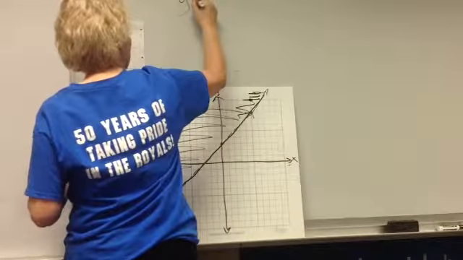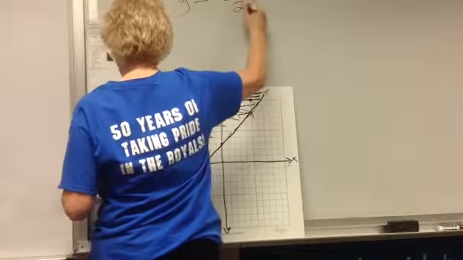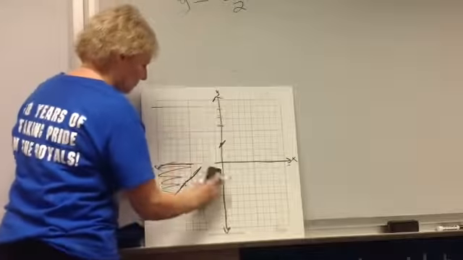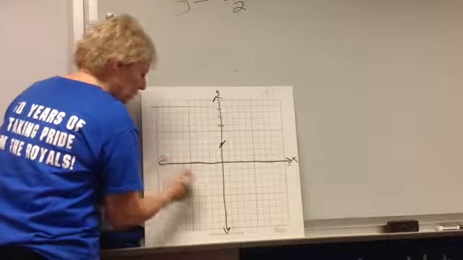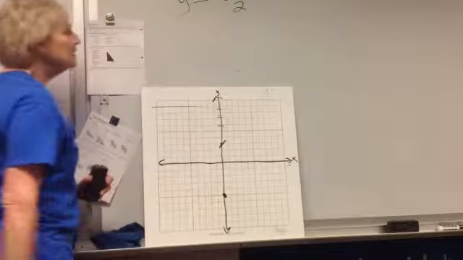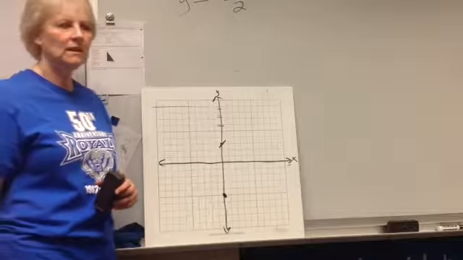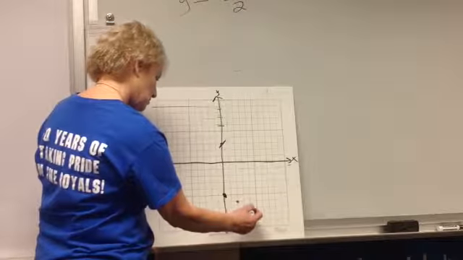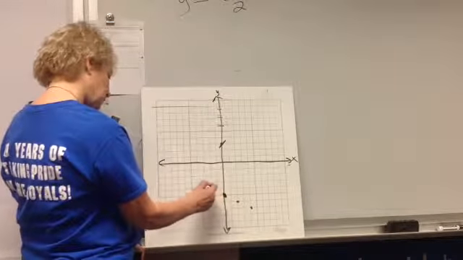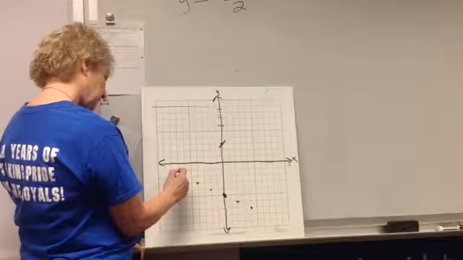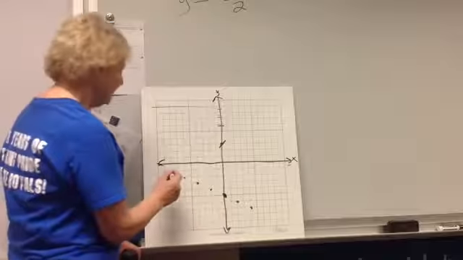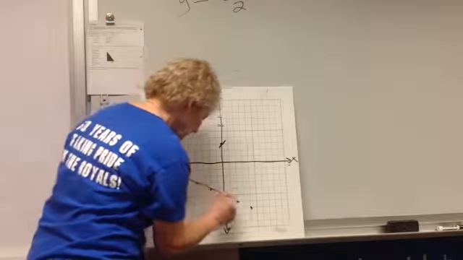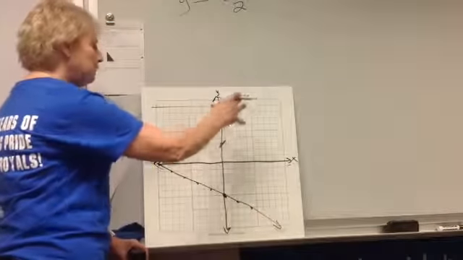Y is less than or equal to negative x over 2 minus 5. Okay, what is the y-intercept? Negative 5. So we're going to go down 5. Now, how do I climb? Down 1, right 2. Down 1, right 2. Down 1, right 2. And so, up 1, left 2. Okay, now, solid line or dashed line? Solid. Above or below? Bottom.